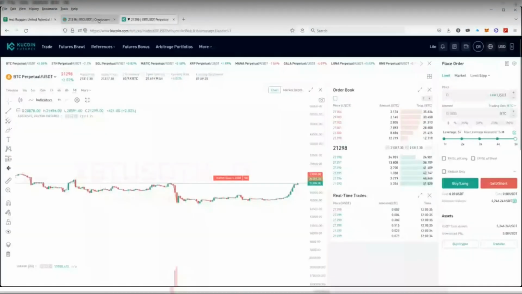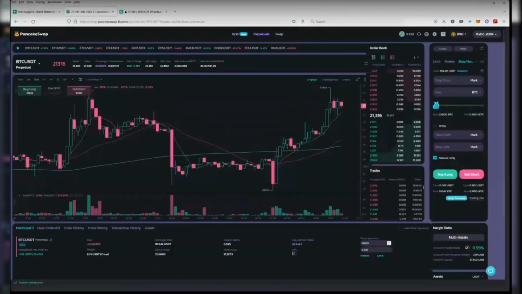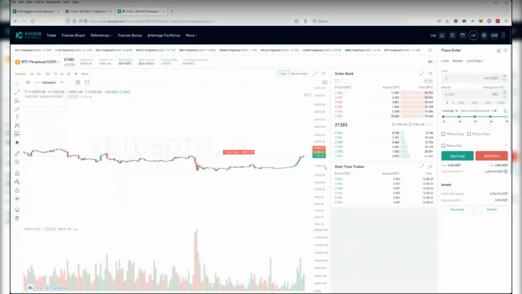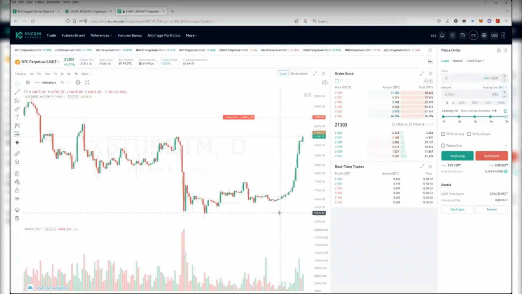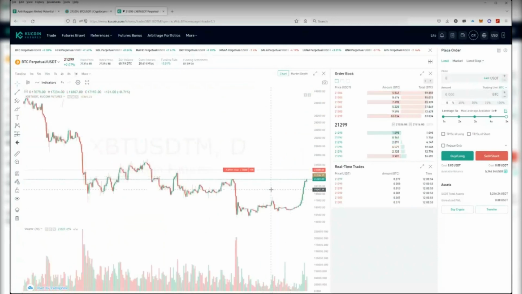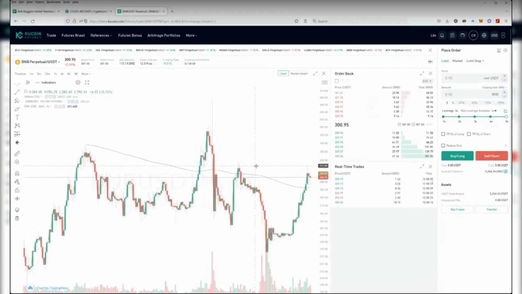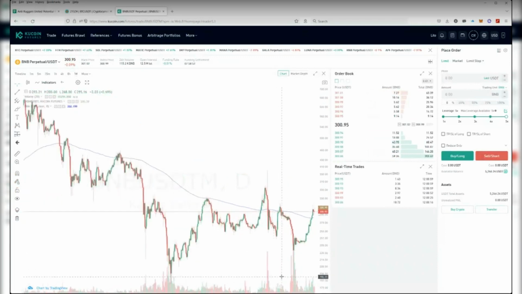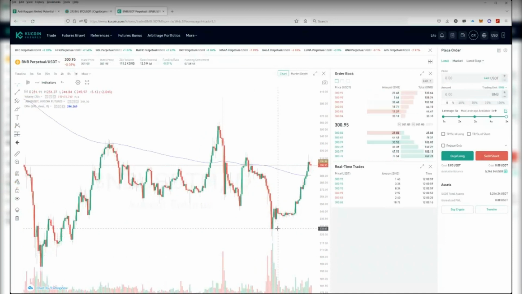Show us, as Chirzeli said, about the Fibonacci. Okay, Fibonacci. The way I like to use them is, let me find a BNB. I usually use it on TradingView, but I'll see if I can show it on here.